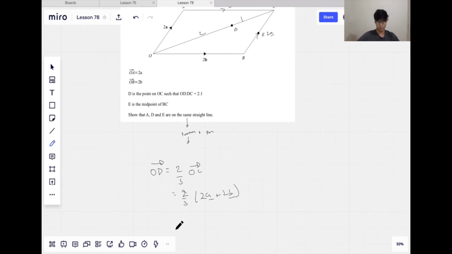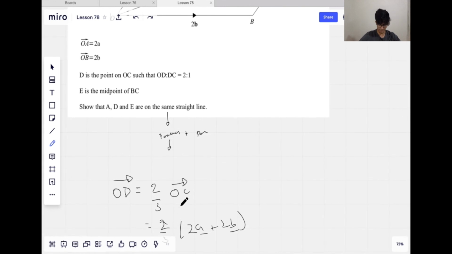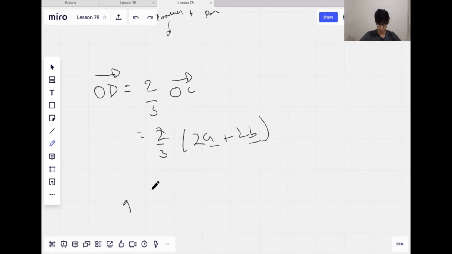And then we can say OD is 4/3. Well, actually, there's no point in simplifying right now. And remember, we're interested in A to D. Sometimes when you zoom out a bit too much, the handwriting gets a bit annoying. So I'll zoom back in.